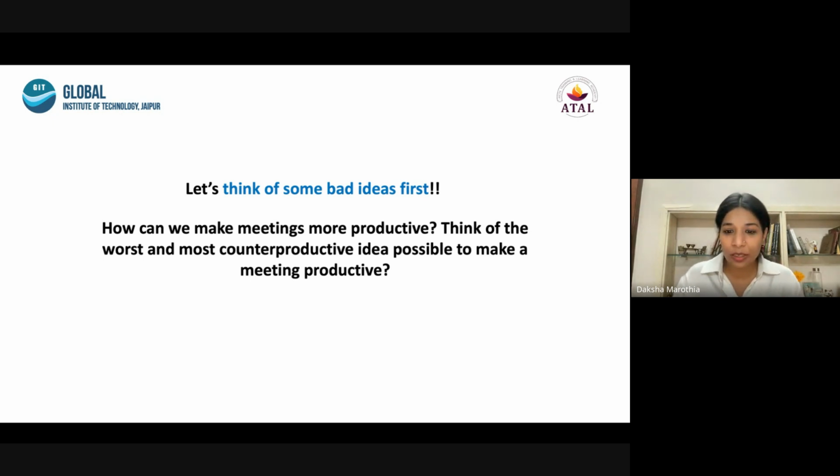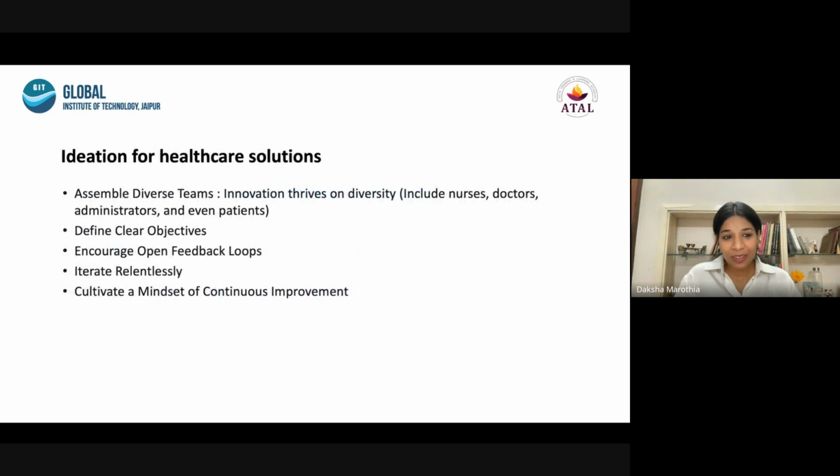So this is one of the techniques where you do reverse ideation, reverse brainstorming. But this was only to engage you guys in the conversation. Now we would go ahead and understand how ideation can be included in healthcare systems.